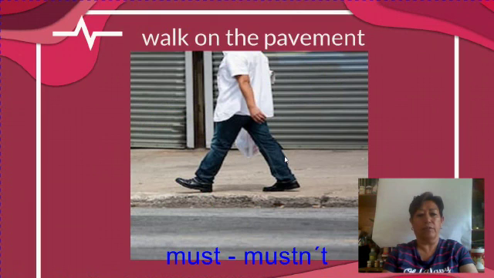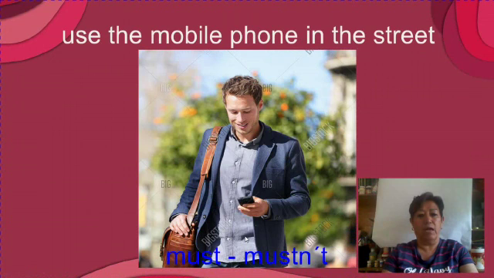And if you are in the street, you must walk on the pavement, because if you walk on the road, it's dangerous. And when you are walking down the street, you mustn't use the mobile phone, because it's dangerous too.